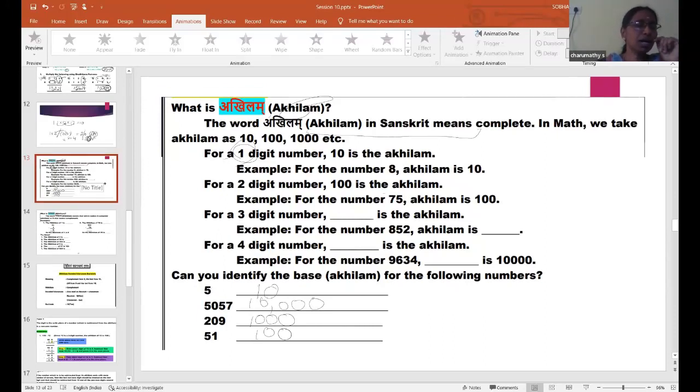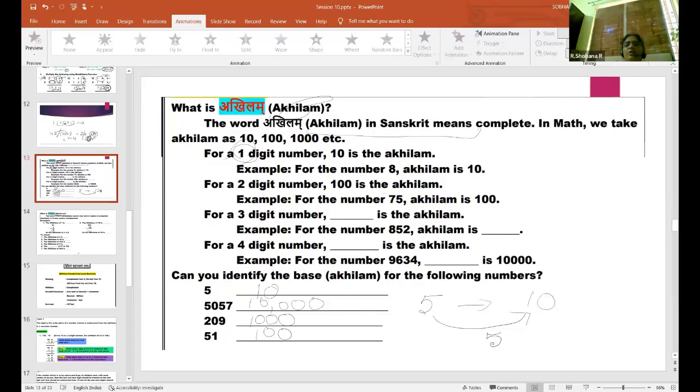Now, whenever we talk about Aquilam, it is said to be complete, but what makes it complete? That also we need to understand, right? What should be done to make it complete? All the numbers cannot be complete. So for 5, the Aquilam might be 10. But what does it take to reach the Aquilam? That is one more 5. So 5 plus 5 will be 10.